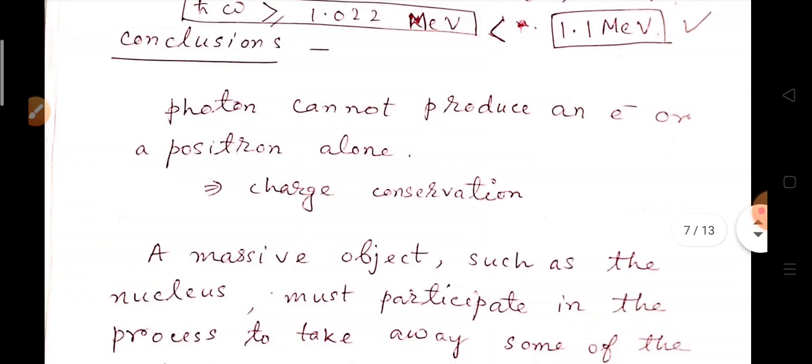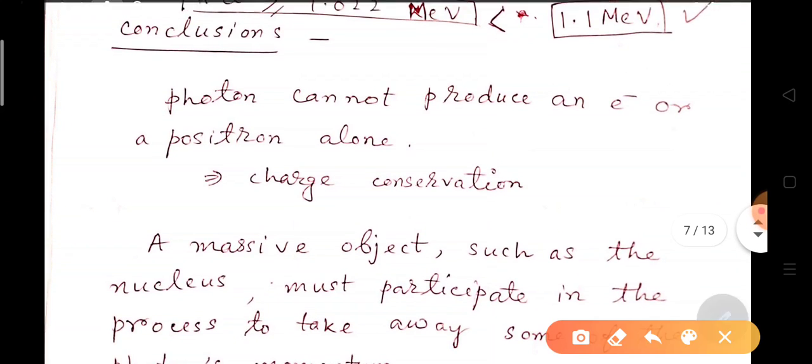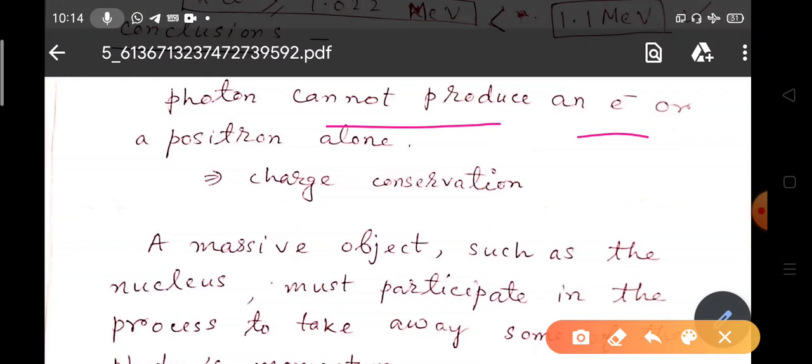So the conclusions are, more conclusions are that photons cannot produce an electron or positron alone, because the photon is chargeless, there is no charge in a photon. So if an electron or positron alone were generated, there would be a violation of charge conservation. So it cannot produce an electron and positron alone, it can produce the pair of electron and positron.